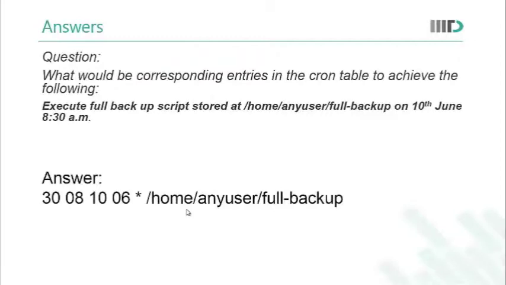Let us quickly go through the answers once. This is the answer for the first question, A part. It would execute the script stored at this location on 10th June at 8:30 AM. Since the day of the week is irrelevant, we have used an asterisk or wildcard entry for this field.